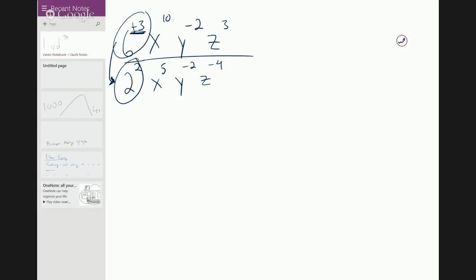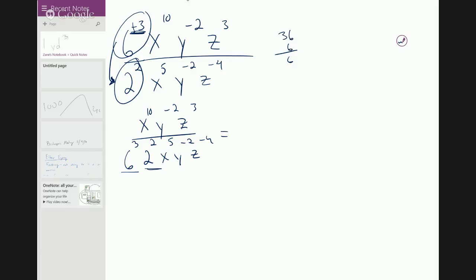If I wanted to rewrite this, we could rewrite it with that change being made. I moved my 6 to the 3rd to the bottom. My 2 squared is still there, x to the 5th, y to the negative 2nd, z to the negative 4th. And I could evaluate these two things right now if I wanted to. For example, 6 to the 3rd power: 6 squared is 36, and 36 times 6 is 216.